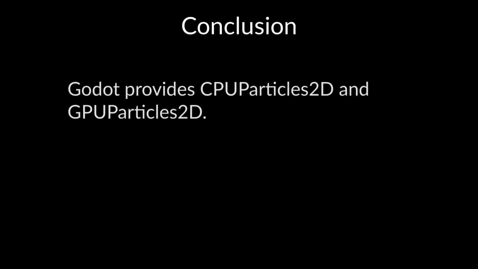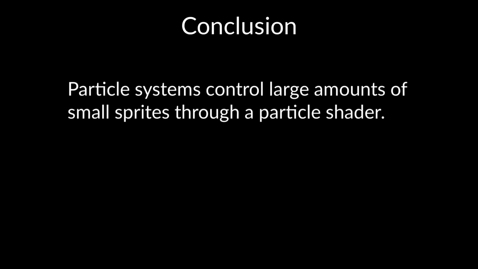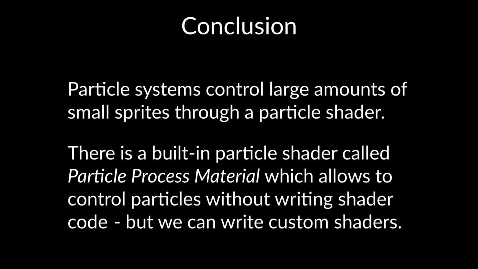In this video, we learned how 2D particle systems work in Godot. We learned that Godot provides two implementations, a CPU particles 2D and a GPU particles 2D node, and that we want to use the GPU particles 2D node unless we want to develop for very old hardware. We learned that particles are little sprites that are controlled by a particle shader. We learned that Godot has a built-in particle shader called Particle Process Material, which allows us to control our particles without having to write any code, but we can also write custom particle shaders if we need more control.